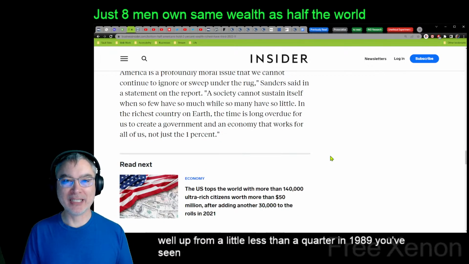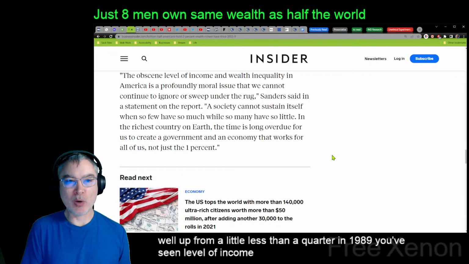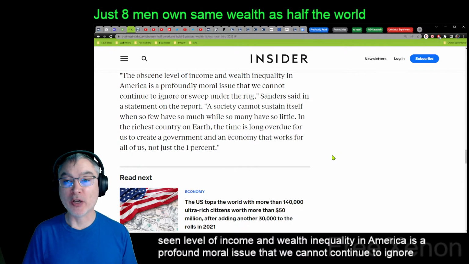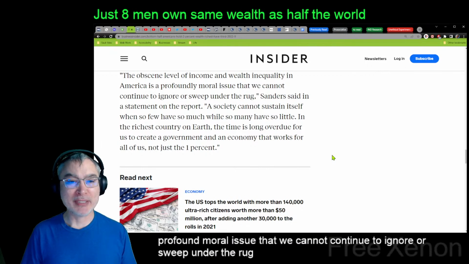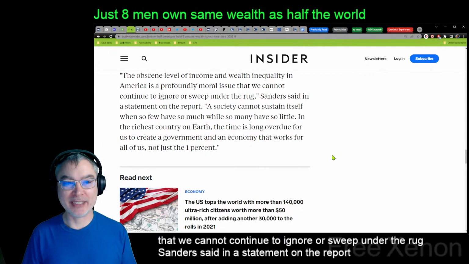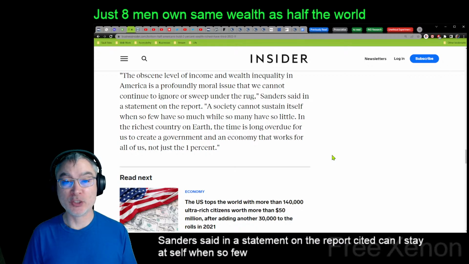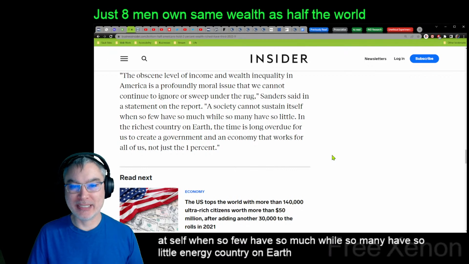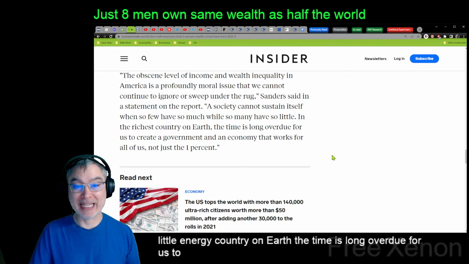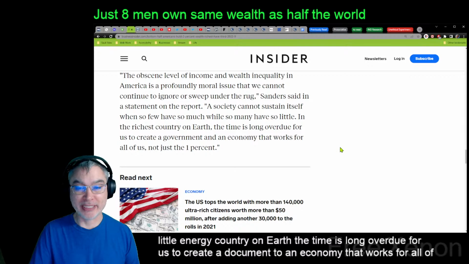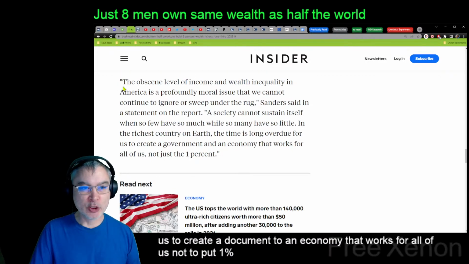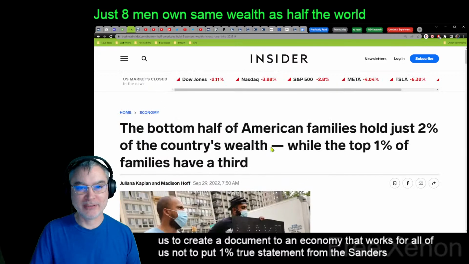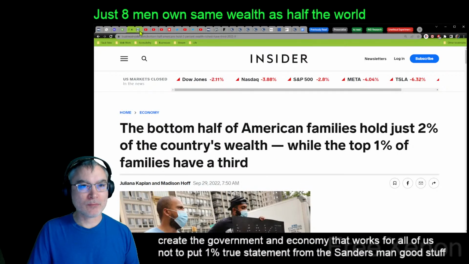The obscene level of income and wealth inequality in America is a profoundly moral issue that we cannot continue to ignore or sweep under the rug, Sanders said in a statement on the report. A society cannot sustain itself when so few have so much while so many have so little. In the richest country on the earth, the time is long overdue for us to create a government and an economy that works for all of us, not just the 1%. And yeah, that's a true statement from the Sanders man. Good stuff there. All right.